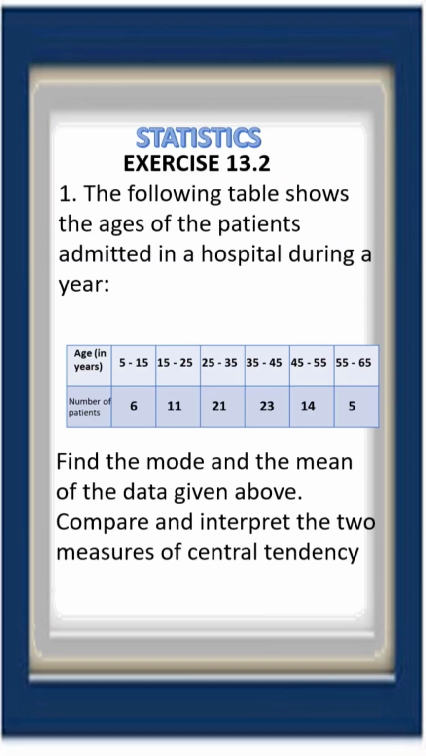In this video, let us solve the questions of exercise 13.2 which are taken from the chapter Statistics. The question number 1 is, the following table shows the ages of patients admitted in a hospital during a year. The table is given. Find the mode and mean of the data given above. Compare and interpret the two measures of central tendency.